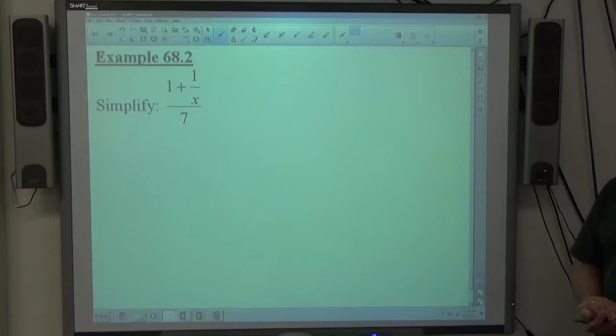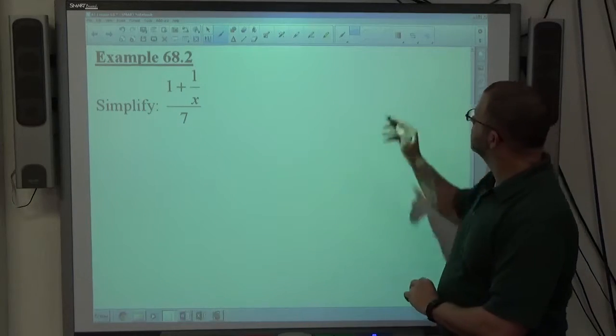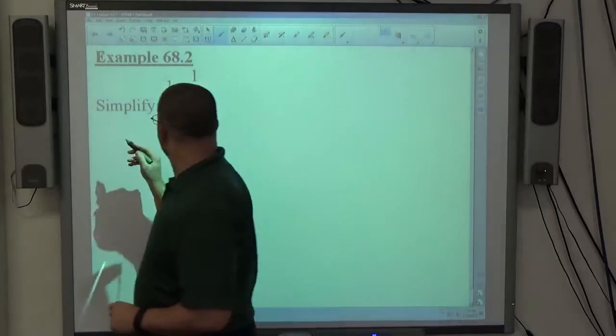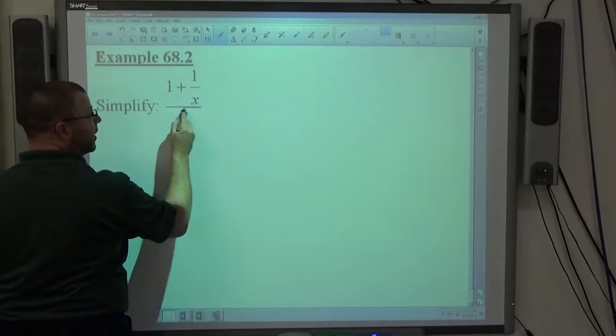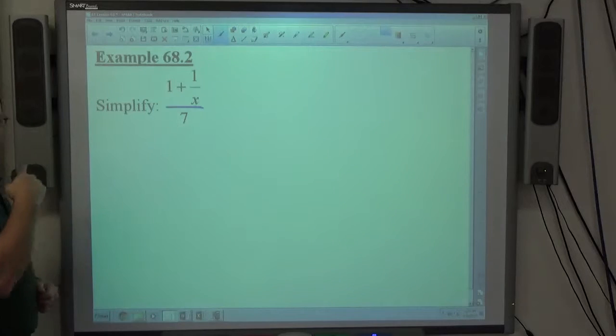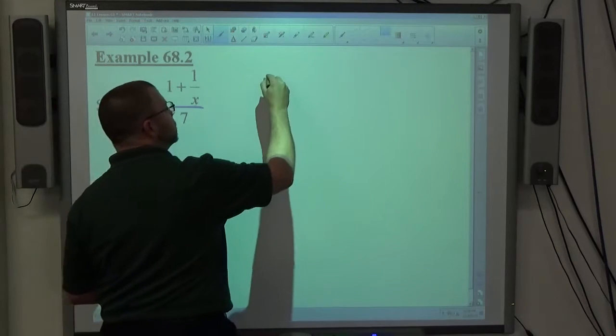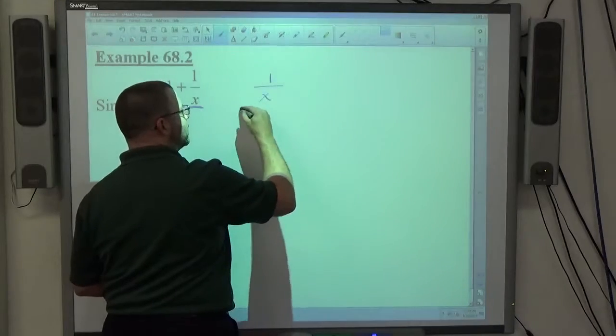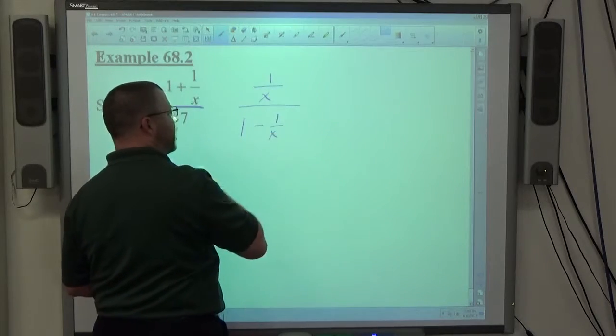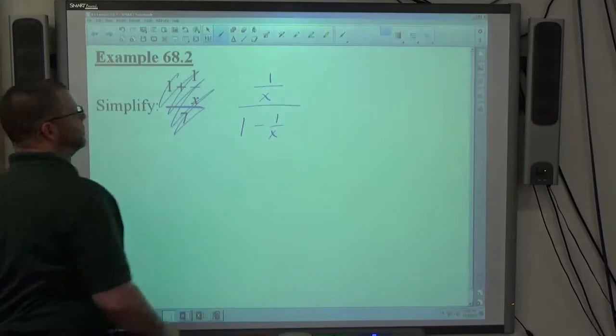Example 2, 1 plus 1 over x over 7. What's the main fraction bar? We don't know. Underneath the x, above the 7? That's right here. We don't have that. You don't have this problem? No. Nope. What do you have? 1 over x is big over bar. 1 minus 1 over x. That's what you have? Yep. Alright.